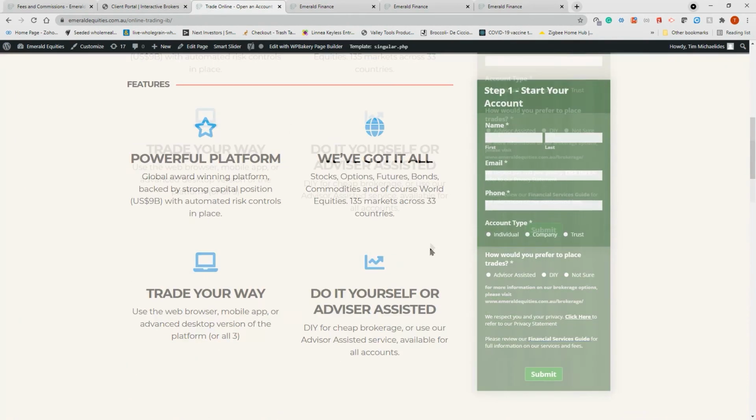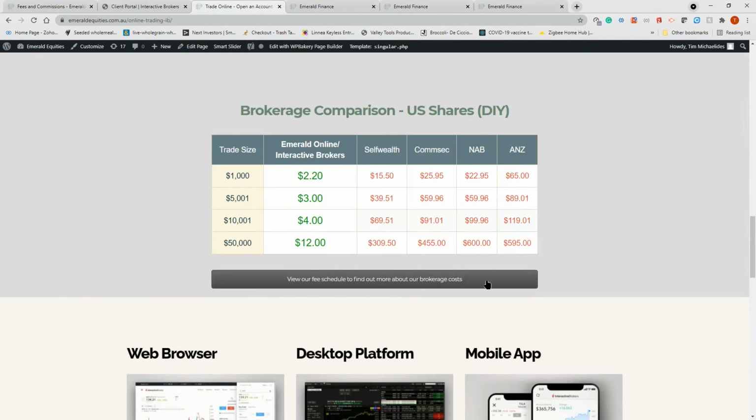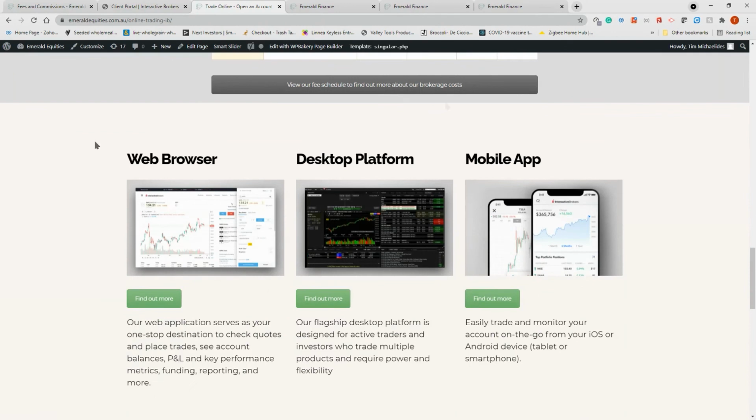If you want to know more about our brokerage, and see those schedules, just click this button here midway down. If you want to know a bit more about the platforms, here are the 3 platforms. There is a mobile app. I did say there was a third, and I didn't talk about it. There's a mobile app both on Apple or Android devices.